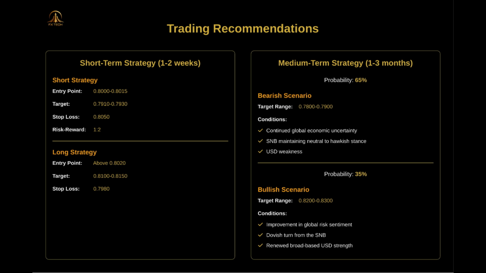at 0.798. For medium-term traders with a 1-3 month outlook, we see a 65% probability for a bearish scenario targeting 0.78 to 0.79, driven by continued global economic uncertainty, a neutral to hawkish SNB stance, and USD weakness. The alternative bullish scenario has a 35% probability, targeting 0.8 to 0.83, which would require improved global risk sentiment, a dovish SNB shift, or renewed USD strength.